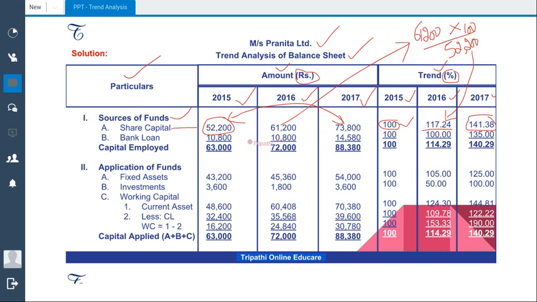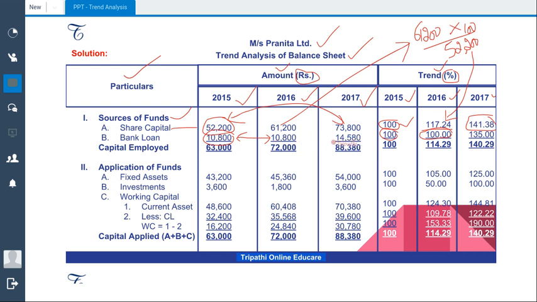Okay. Now let us calculate for bank loan. Again, 10,800 we will take as the base year. Hence, we are writing here 100%, as we are taking 2015 as the base year. Now, based on this, we will calculate the percentage of the next year, that is 2016. So, 10,800 into 100 divided by 10,800. Once you calculate this, you will get 100%. Why? Because it is the same, right?